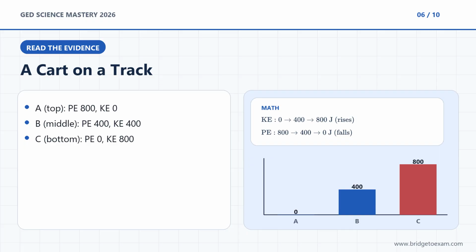Let's read a real GED-style passage. A cart starts at rest at the top of a hill, on a frictionless track. Its energy was estimated at 3 points. A at the top, B in the middle, and C at the bottom. At point A, the potential energy is 800 joules and the kinetic energy is 0. At point B, they are equal, 400 and 400. At point C, the potential energy is 0 and the kinetic energy is 800. Look at the bars. They show the kinetic energy climbing from 0 to 400 to 800 as the cart rolls down. Meanwhile, the potential energy falls the opposite way.